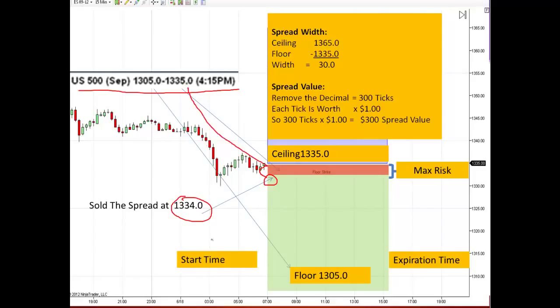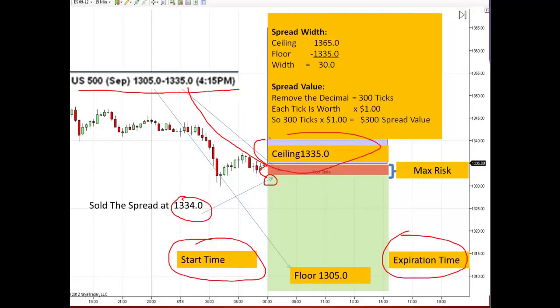That means our maximum risk is going to be between 1334 and the ceiling of 1335. The spread starts trading as early as 7 a.m. Central and goes as late as 3:15 Central, or 8 a.m. Eastern and 4:15 Eastern. The spread ceiling again is 1335, and the spread's floor is 1305. We already talked about the spread width: if you take 1335 minus 1305, you get 30.0, remove the decimal, you have 300 ticks. Every tick on every spread is worth $1, so you have a $300 spread value.